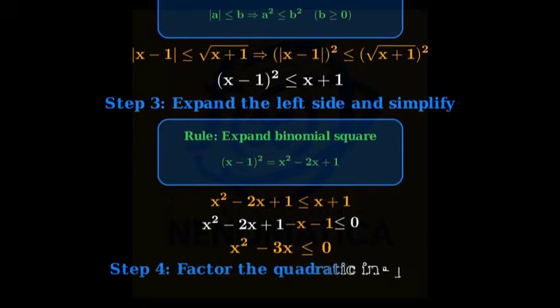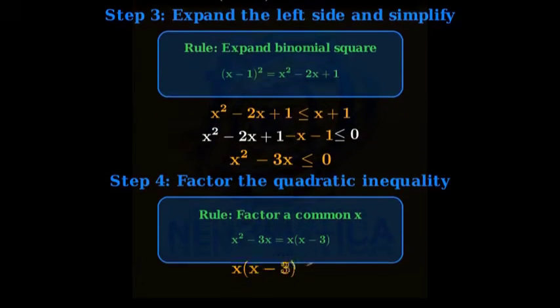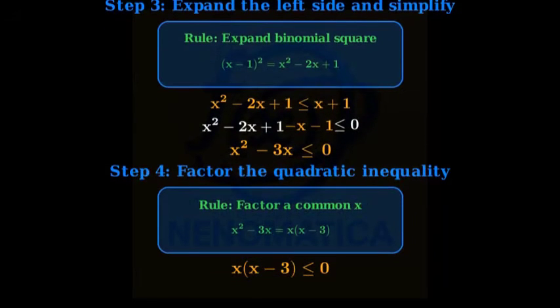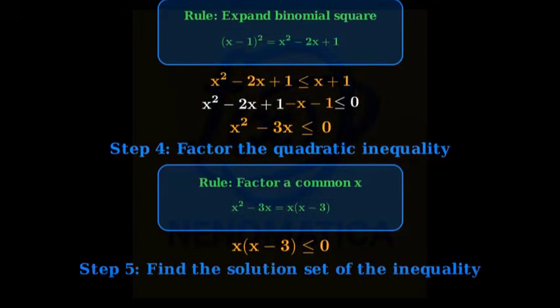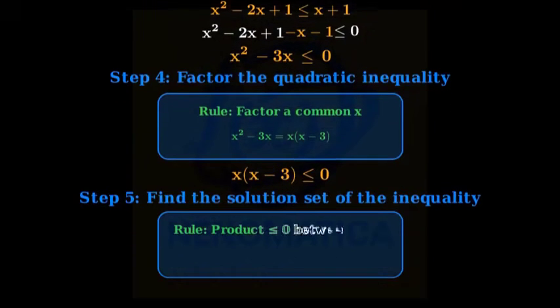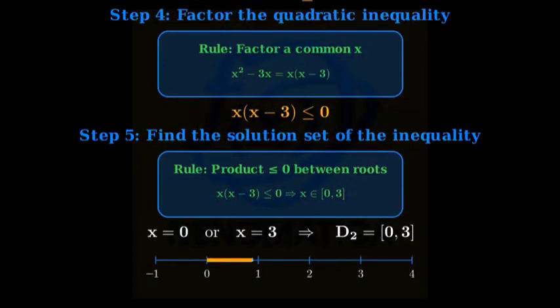Step 4. Factor the quadratic expression. We factor x squared minus 3x as x multiplied by (x minus 3) and keep the inequality less than or equal to 0. Step 5. Solve the inequality by sign analysis. The roots are x equals 0 and x equals 3. The product x times (x minus 3) is non-positive between the roots, inclusive, therefore the solution set is D2 equals the closed interval from 0 to 3. Let's visualize this on a number line.